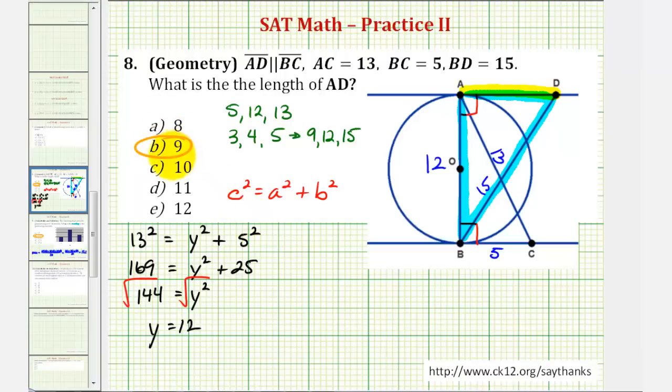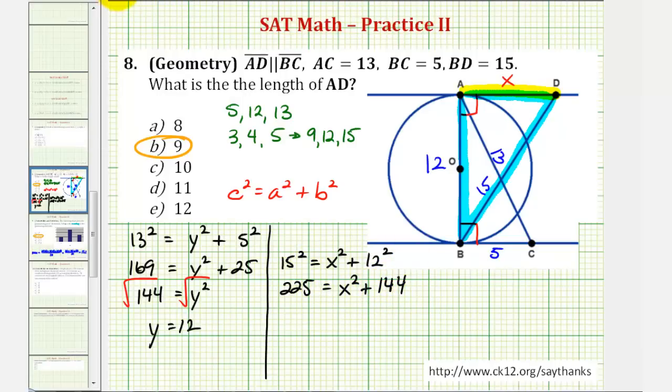But just in case we didn't recognize the Pythagorean triples, let's go ahead and use the Pythagorean theorem one more time. Again, using the blue right triangle, the hypotenuse is 15, so we'd have 15 squared equals a squared plus b squared. Let's go ahead and let a equal the length of AD, which we'll call x. So we'll have x squared plus b squared, which we'll let be 12, so we have 12 squared. So we have 225 equals x squared plus 144.